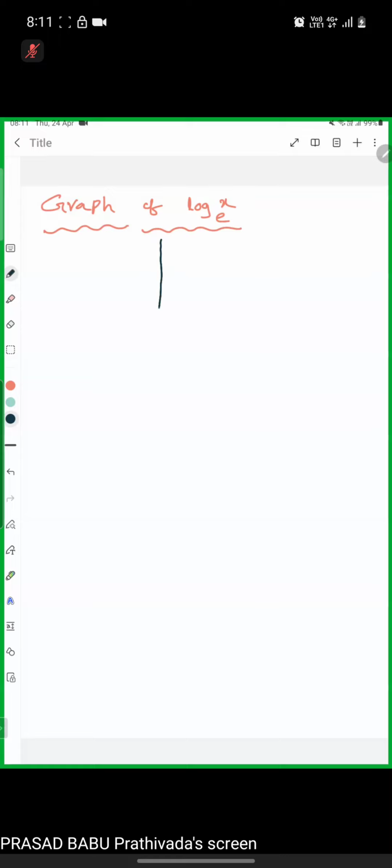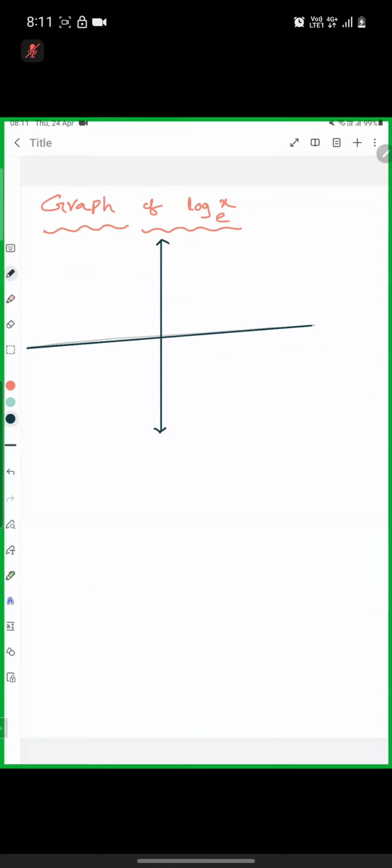And we know log x to the base e is defined only when x is positive. That's why we have the graph on the right side of the y-axis, because x is positive on the right side of the y-axis. And generally, to draw the graph of any function, we take x values on the x-axis, log x values on the y-axis, and its domain is only positive real numbers, that is greater than 0.